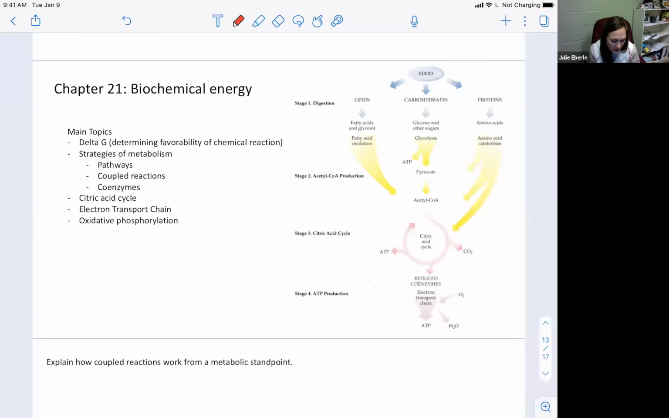Okay, biochemical energy, the main topics here. We talked about delta G and why delta G is important, how we determine if a reaction is favorable or unfavorable from delta G simply by looking at the sign. So somebody remind me, what does negative delta G mean? Question. Yeah, Cameron.